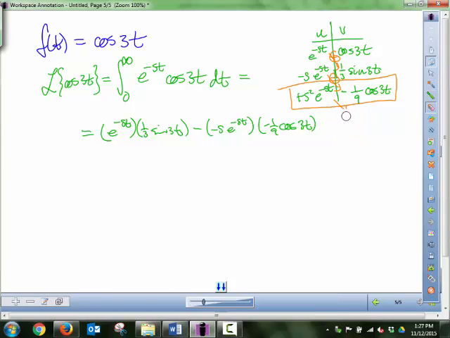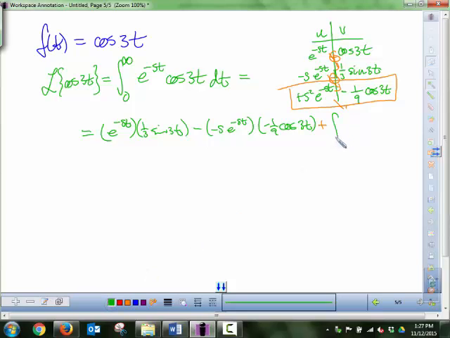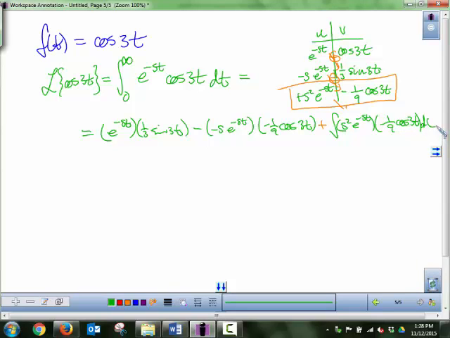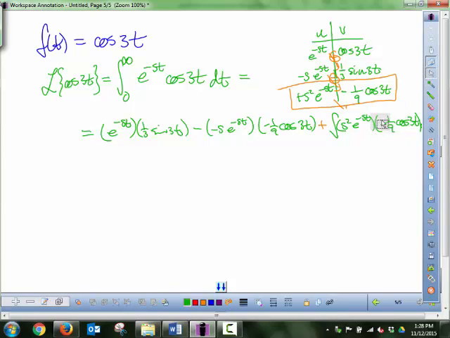Let's see if this makes sense. I'm going to stop right there, and I'm going to call this a positive integral of s squared e to the negative st times negative 1/9 cosine 3t dt. So I hope I did that right. I want to make sure that negative is clear here.